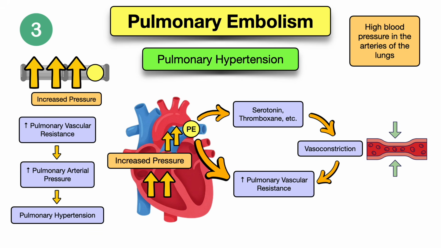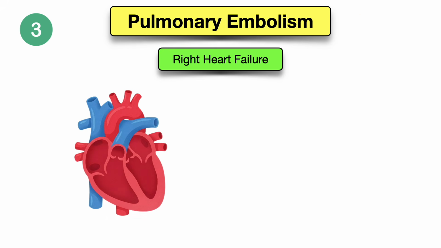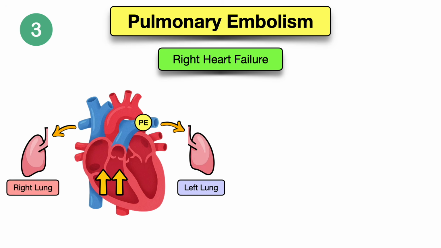Now the right side of the heart has to work extra hard to pump the same amount of blood through lung arteries that are now constricted and blocked. This brings us to our next point. A pulmonary embolism can also lead to right heart failure. The pulmonary hypertension we just talked about from the PE causes the right side of the heart to work harder. Remember, the right side of the heart pumps blood to the lungs. So now the right heart has to work harder to pump the blood through a higher pressure.